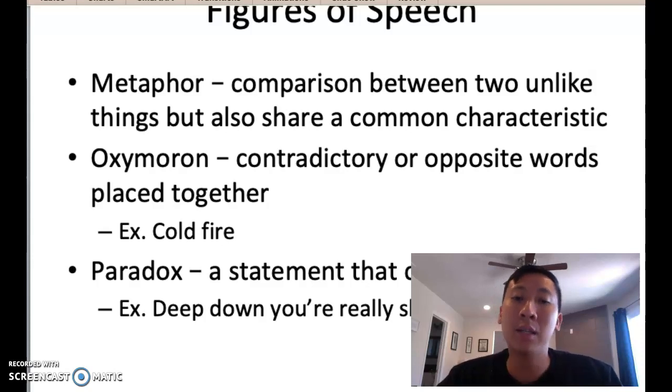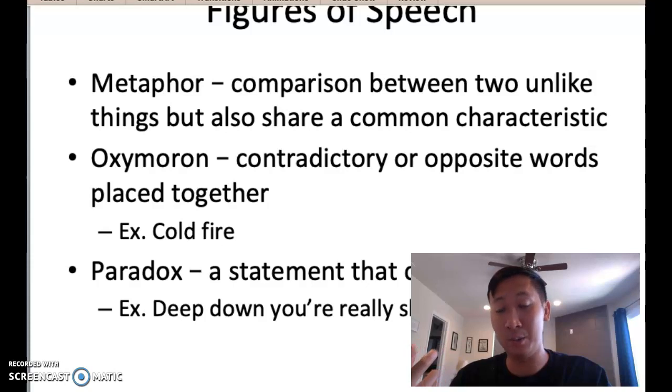A paradox is a statement that seems to contradict itself. An example is deep down you're really shallow. So this is going into the depth of your heart, saying that really at the depth of who you are, you're a shallow person. You're very superficial. You don't really share those deep things, those deep pains, those deep healings even with others, and it's very hard to break into the inner shells of who you are.